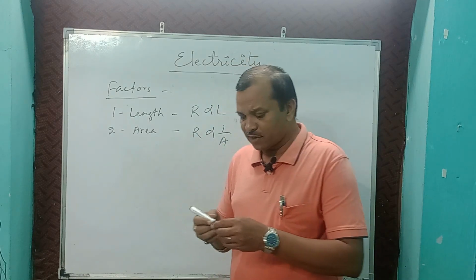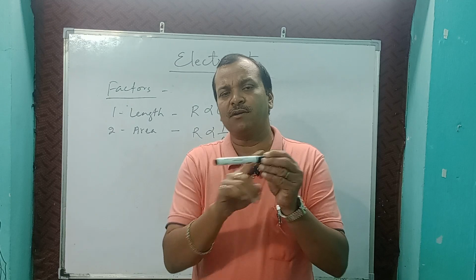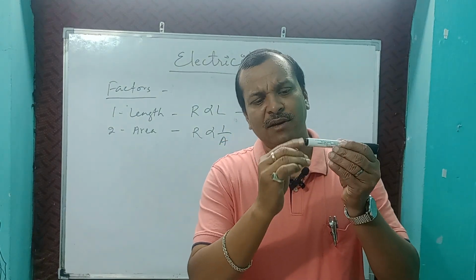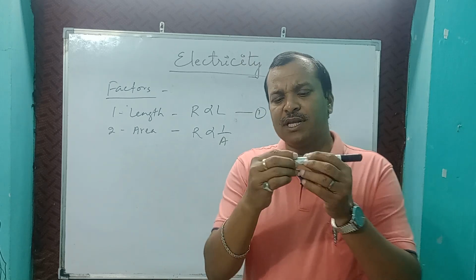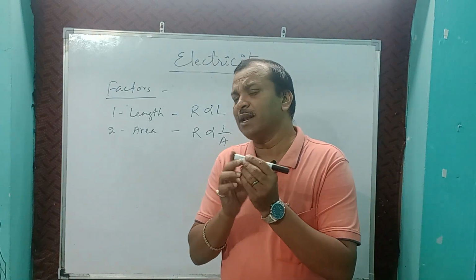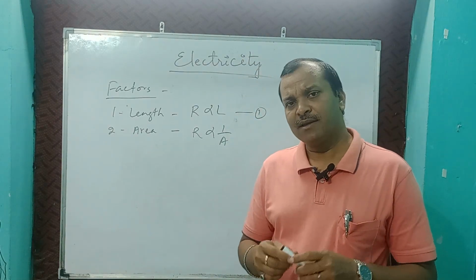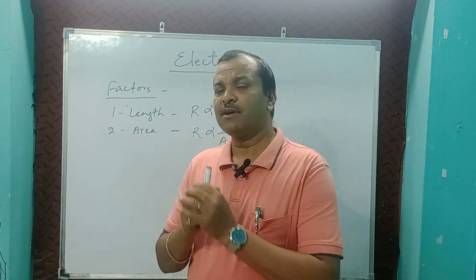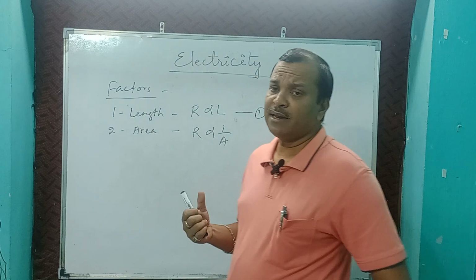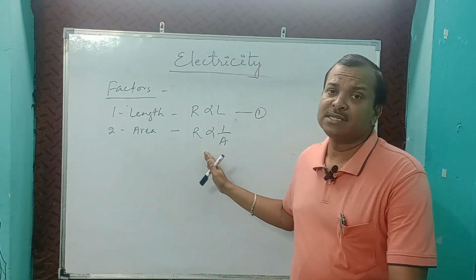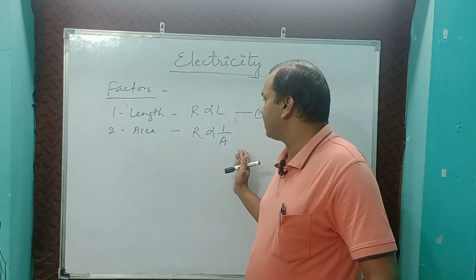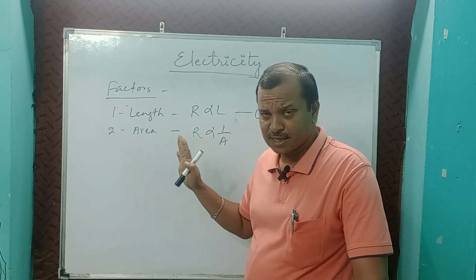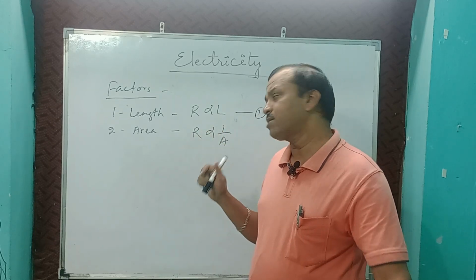What is the area of the cross section? Suppose this is the wire, this is the conductor, this is the area of the cross section here. If this increases, then the resistance will decrease. Clear? If it is a thinner wire, then resistance will be lesser. If it is a thicker wire, then resistance will be less. It is inversely proportional. If it increases, the resistance decreases. If it decreases, the resistance will increase.